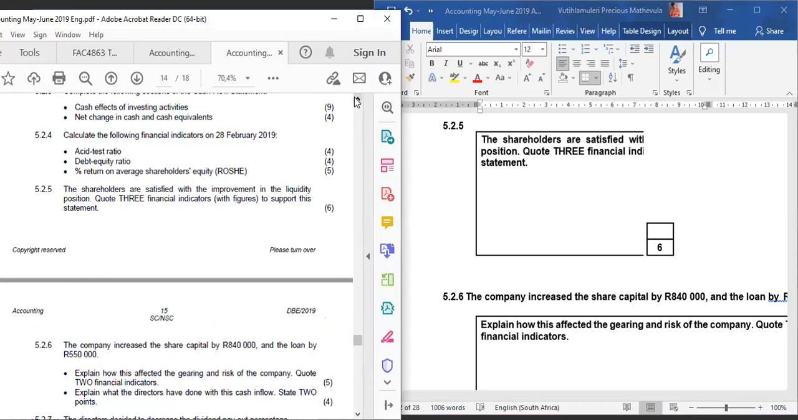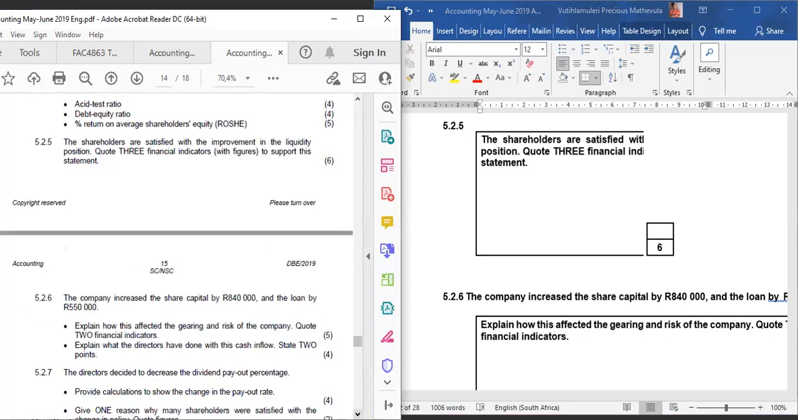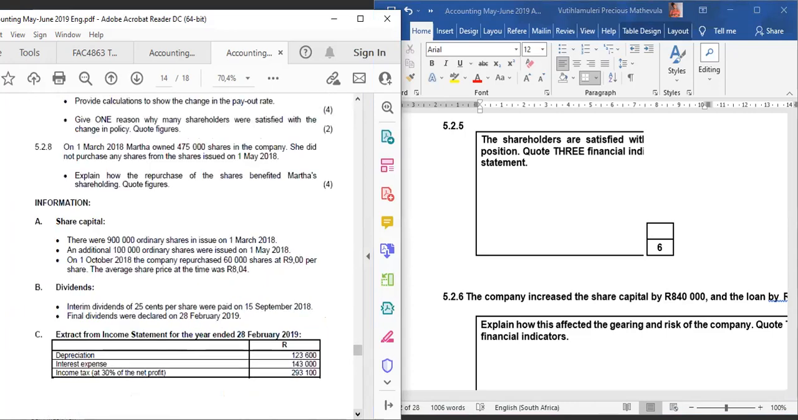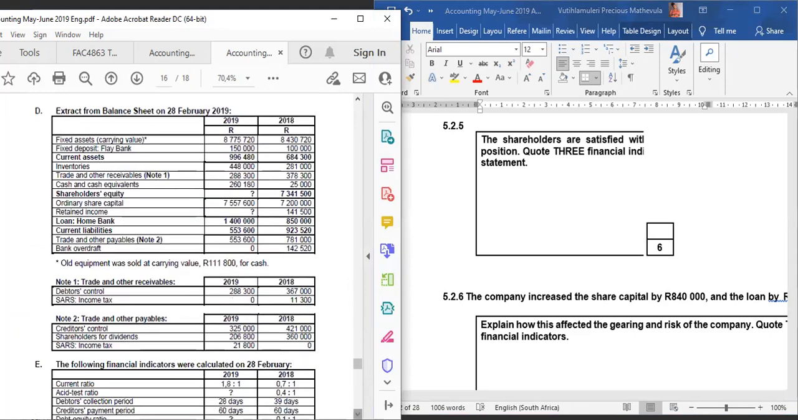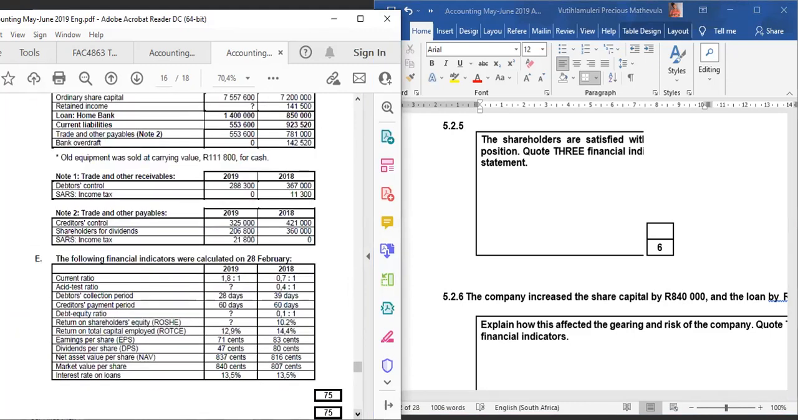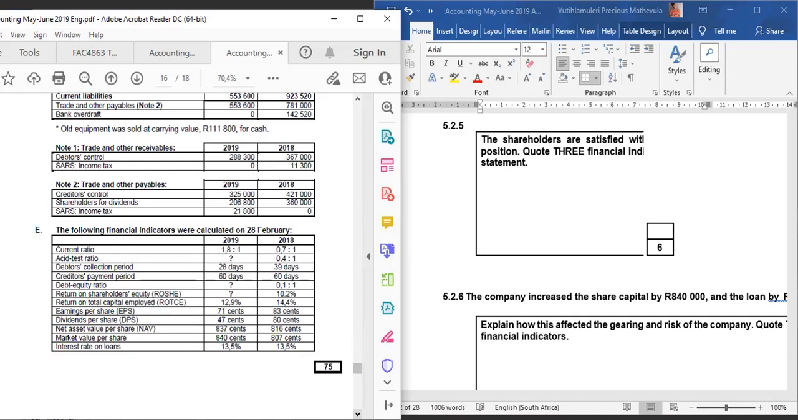The shareholders are satisfied with the improvement in the liquidity position. Quote 3 financial indicators with figures to support the statement. Liquidity. I think this was given. So when we talk about liquidity, we're going to look at the acid test ratio.